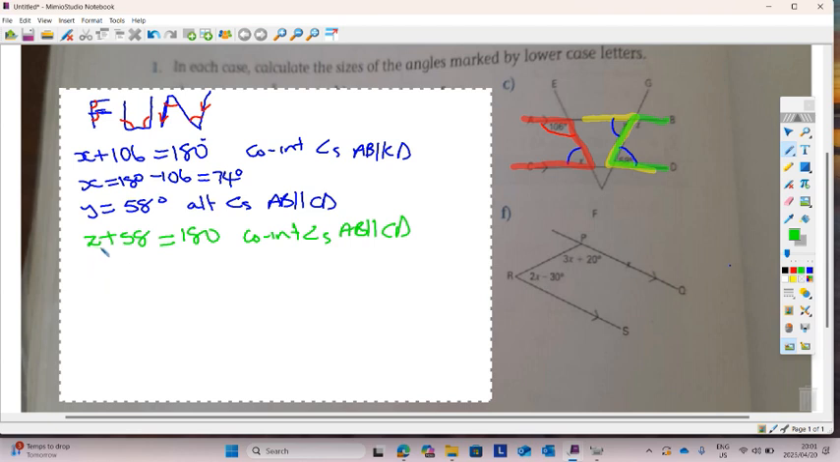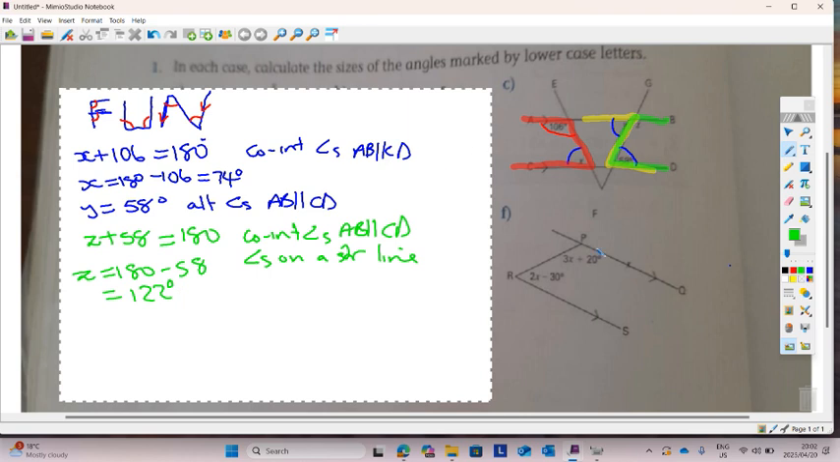Or you could say, remember we said this is 58, because it's alternate to this one. So Z plus 58 is 180. That is angles on a straight line there. And then solve for Z. Your Z will be equal to 180 minus 58. That is equal to 122 degrees, right?